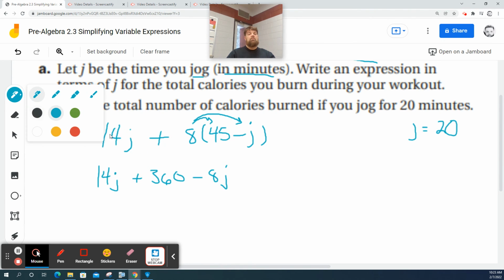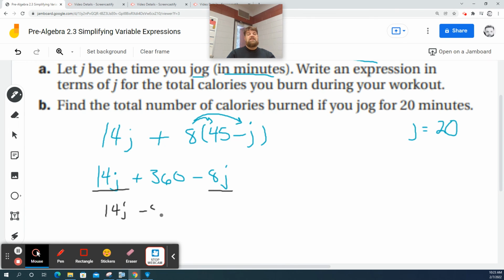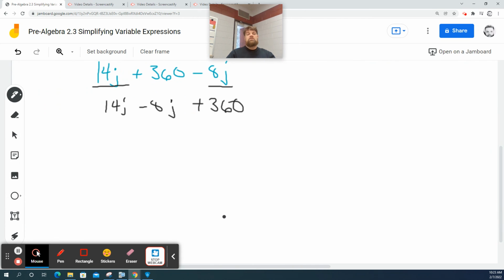Now we've got to simplify that. What are the like terms? Anything with a J. So I'm going to say 14J minus 8J, and then I'm going to tack on this 360 at the end. What's 14 minus 8? Just think about this. If I have 14 J's in my hand, and a student comes up and steals 8 of my J's, how many do I have left? 6. I'm just joking. You're a very sweet and kind person. But I would have 6.